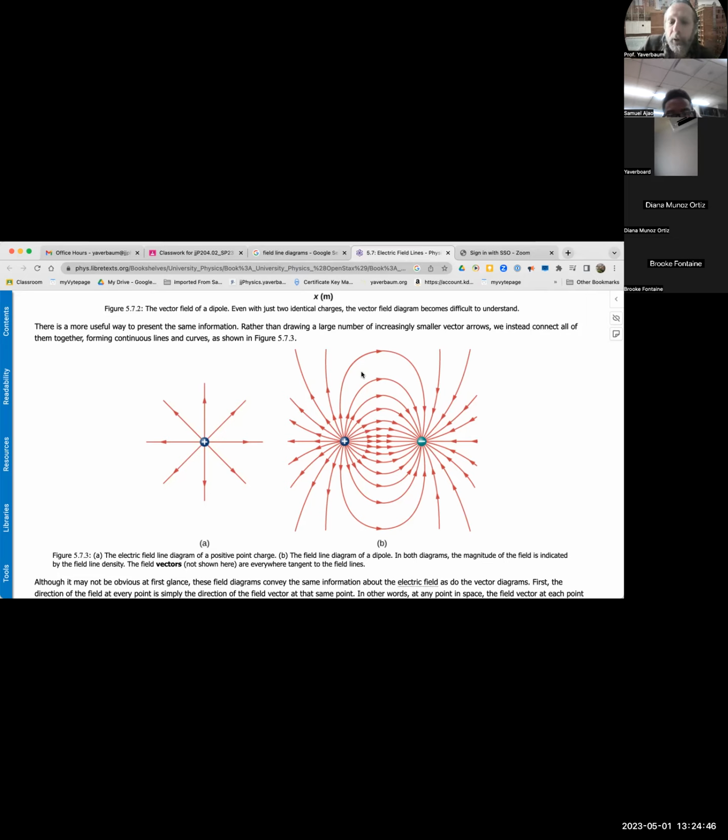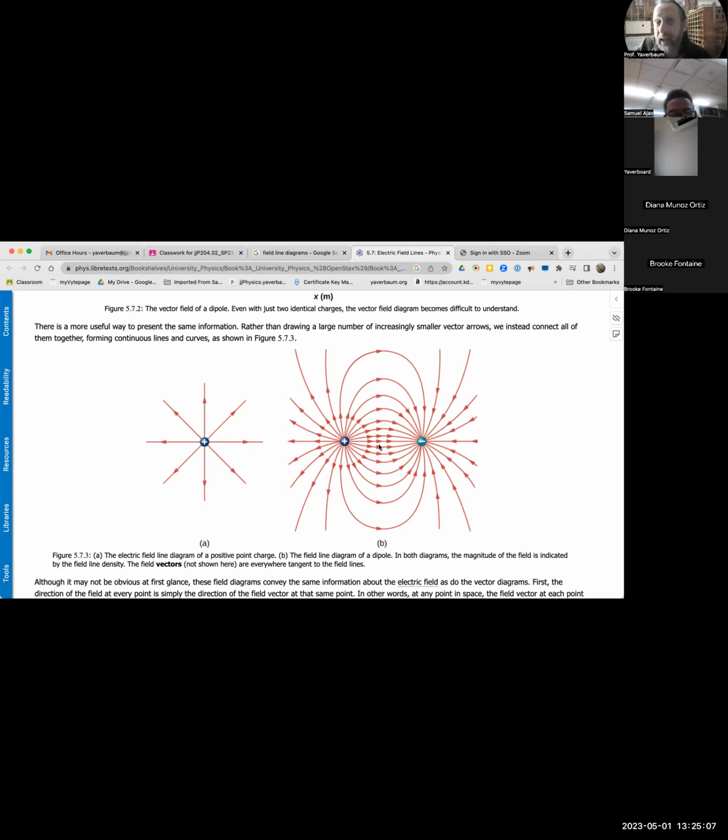So for example, if you pick the point directly equidistant between the two, can I do this on the, I can't, yeah, can you see, yeah, you can, okay. I put my cursor right in between the two. There's an arrow pointing from the positive to the negative.